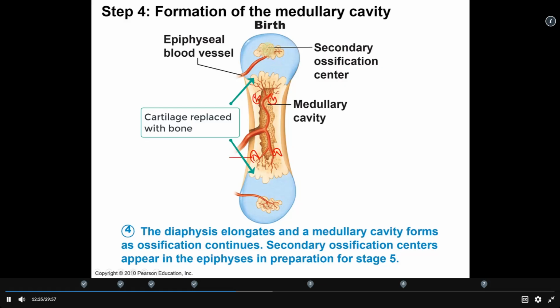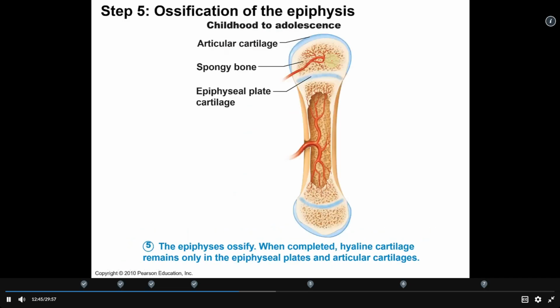So sometimes this process, this secondary ossification center, doesn't happen until after the child is born, so just an FYI. Okay, let's go on to the next step. This is called ossification of the epiphysis, and it's got to do with the epiphysis, so this must mean the epiphysis is turning to bone.